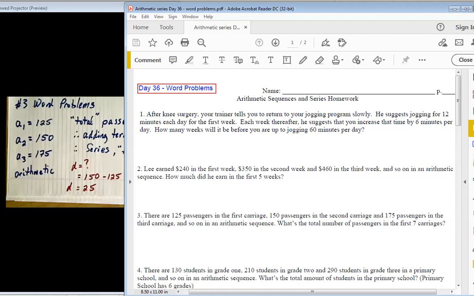Right. And so symbol-wise, what are we looking for? The total passengers in the first 7 terms. What we're trying to find is, what is S7 going to be?